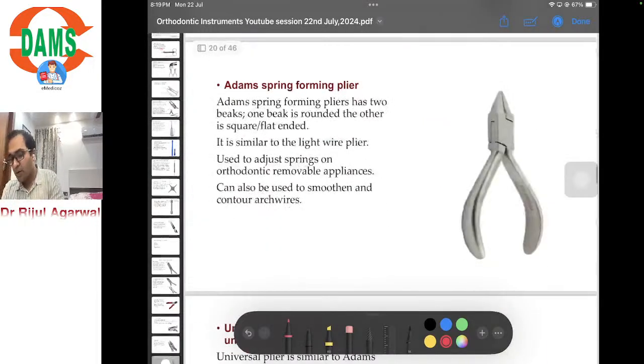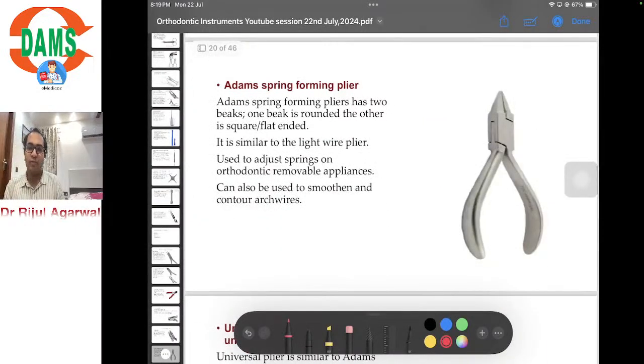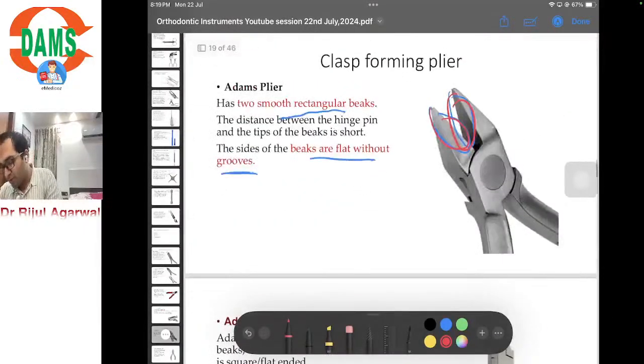Moving to the next one, the Adams spring forming plier. If you look at its beaks, compared to the Adams plier, the beaks are pointed.